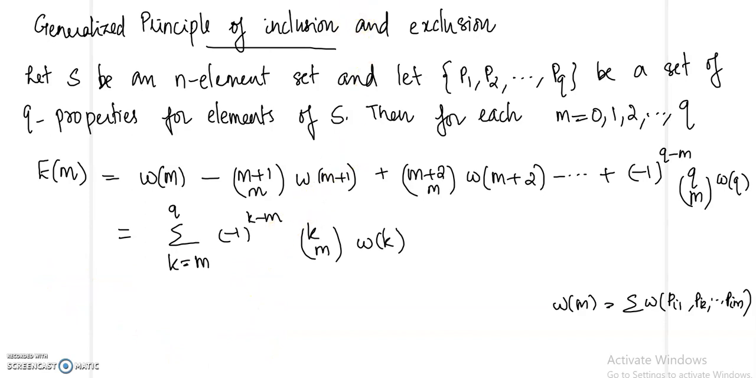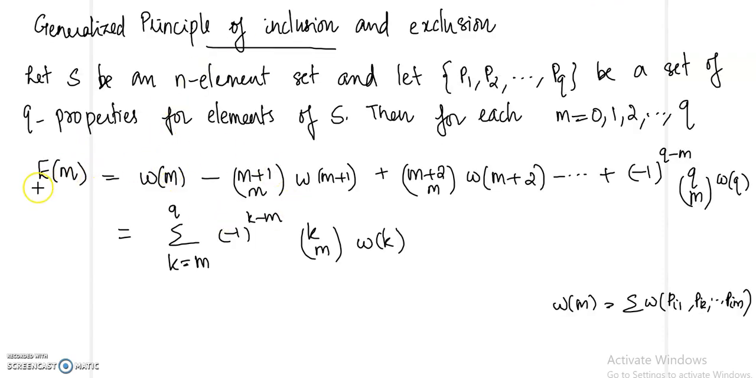So let us look at the proof for the generalized principle of inclusion and exclusion. For the proof, we will consider an x belonging to S. So take an arbitrary element x belongs to S. Now when we take x, x will possess a certain number of properties. So what we are going to do here is we have this equation, and we have to show that this equation is true.